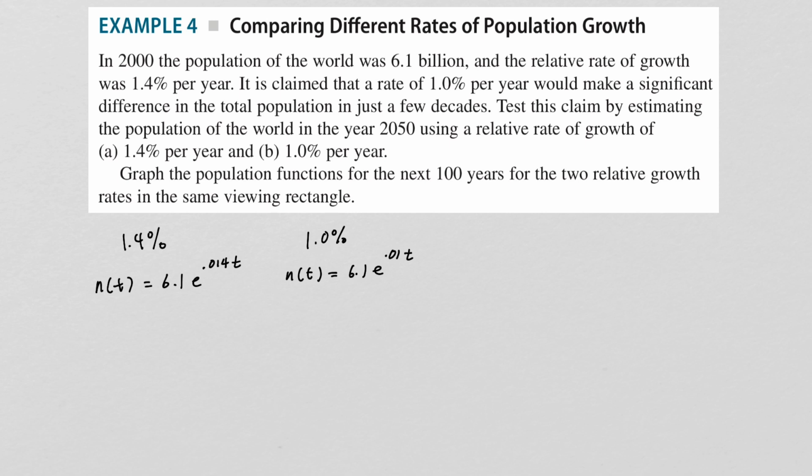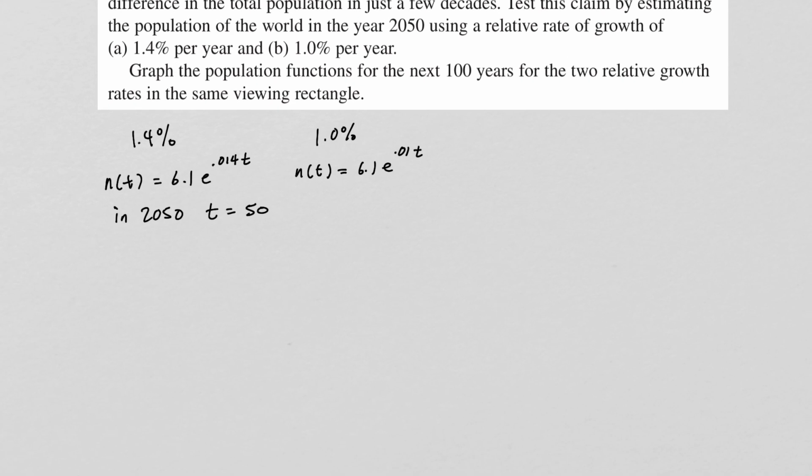So now to estimate the population in 2050, t is going to be equal to 50, because 2050 is 50 years from the year 2000, which was when the population was 6.1 billion. So 2000 is like our starting point of time. So the number in the population here after 50 years will be 6.1 times e to the 0.014 times 50. And we'll go ahead and plug this into a calculator in just a minute. And the number in the population here is going to be 6.1 times e to the 0.01 times 50. And we'll approximate that here.